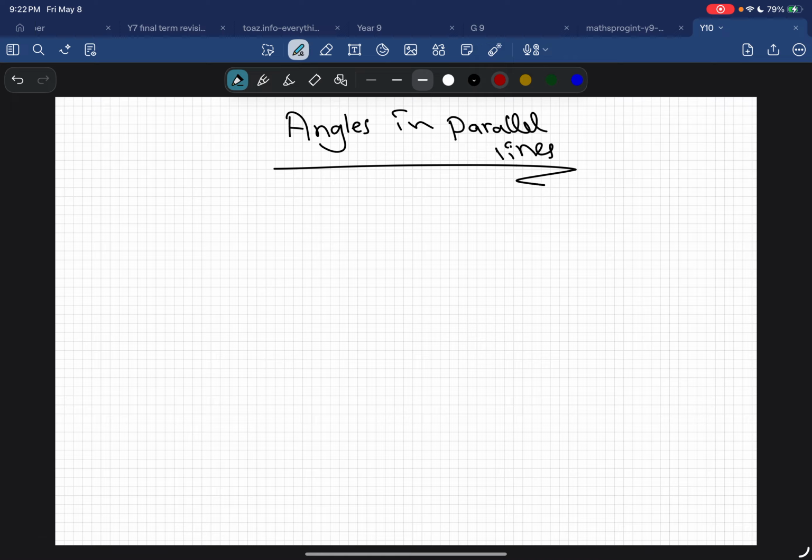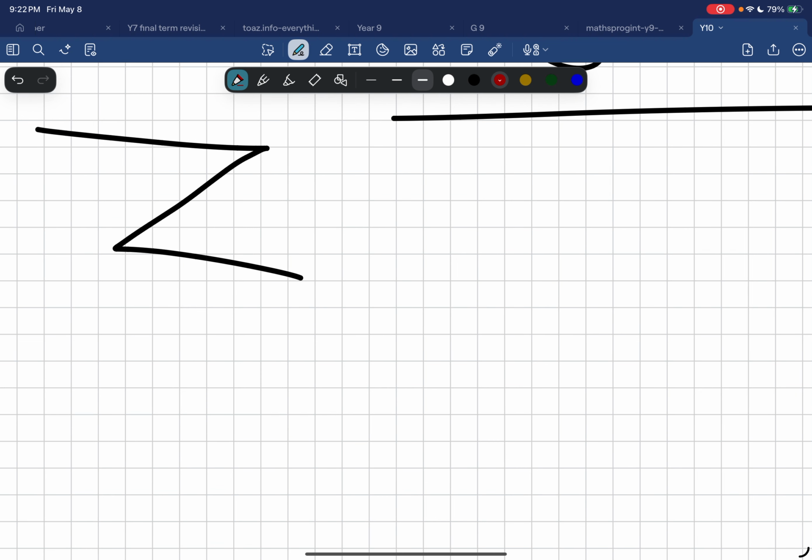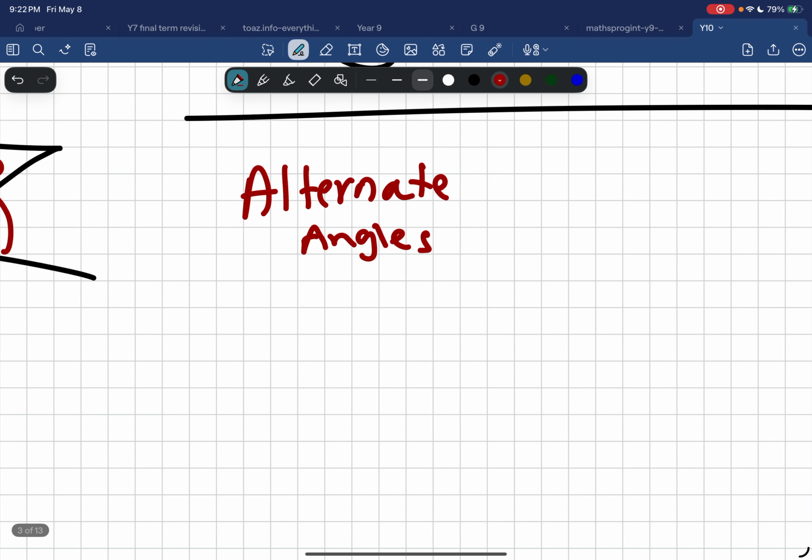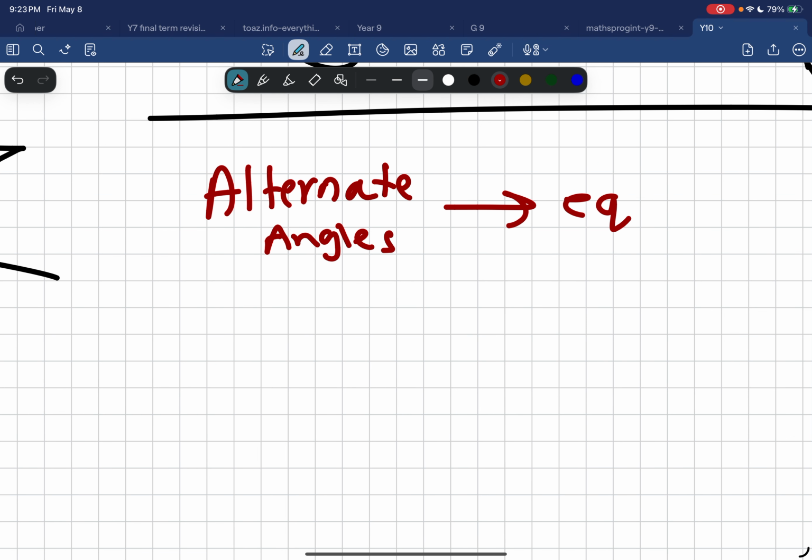Angles and parallel lines. We have 4 types of angles in parallel lines. The first one is the letter Z. We are having 2 alternating angles here. If this one is 60, the other one is going to be 60 as well. So we call these alternate angles, and we know for a fact that alternate angles are actually equal.